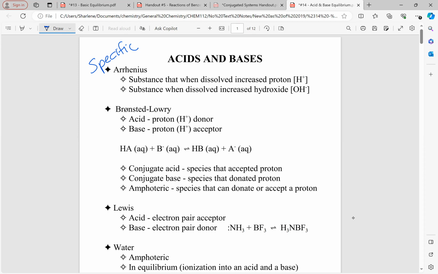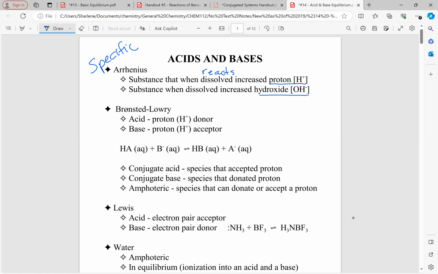By definition, an acid is something that dissolved or reacts, it makes a proton in solution. Okay, you know what? I'm going to put reacts right there because protons usually don't dissolve, they ionize. And a substance, when it's dissolved, that will increase the hydroxide concentration is your base. Okay, so that's the Arrhenius definition of an acid and a base. It's a proton donor and a hydroxide donor.